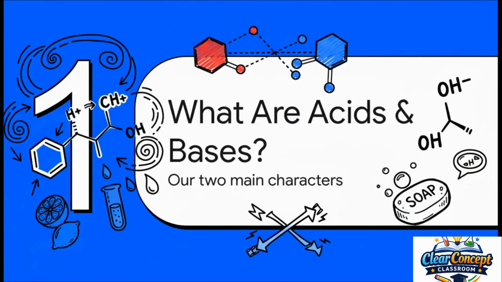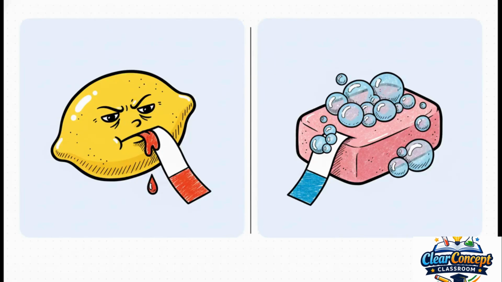Okay, let's properly introduce our two main characters. In one corner, we have acids, and in the other, we have bases. They're basically chemical opposites, and the story of how they interact, it's pretty much fundamental to all of chemistry. On a really simple level, we can tell them apart just by how they look and feel. Acids, like the citric acid in lemon juice or the acetic acid in vinegar, have that classic sour taste. Bases, on the other hand, tend to be bitter and feel slippery or soapy to the touch.